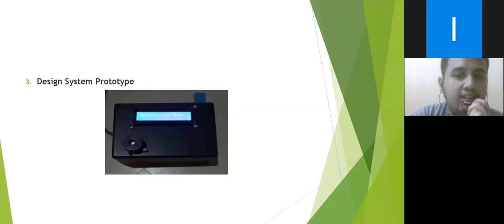Third, design system prototype. In designing the prototype, I use a black box which is analogous to a room. The microcontroller is placed in the black box, while the buzzer and LED are placed outside the black box. The DHT11 sensor is placed outside the black box to detect the temperature and humidity of the air around the room.